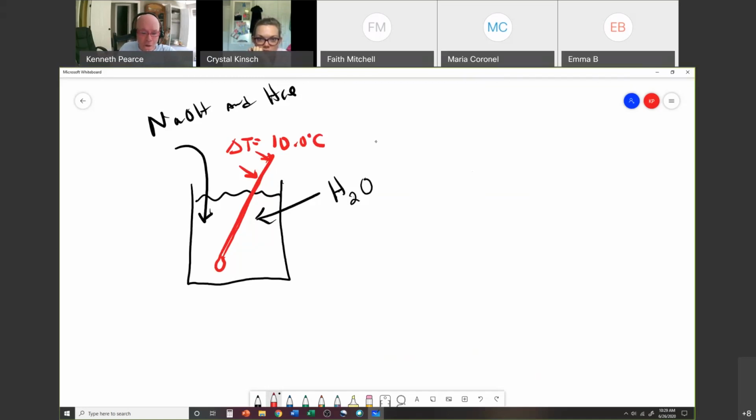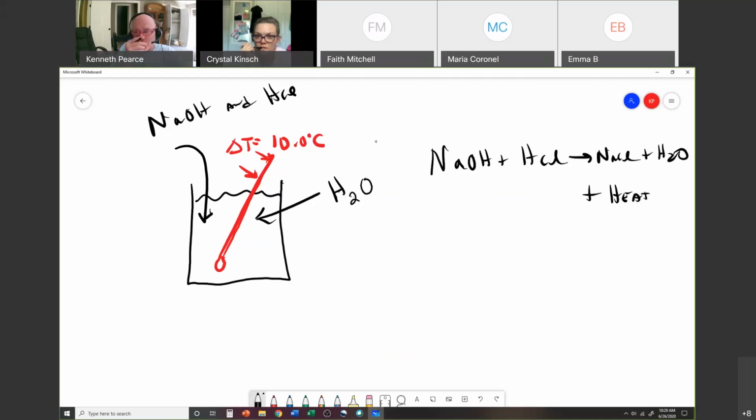So I've already said that the sodium hydroxide plus the HCl go into sodium chloride plus water plus some heat, because that's what you're releasing here. Why else would the temperature of the water go up? You're releasing heat when you react these things. And reactions usually either release heat or absorb heat. Now, the reaction itself is producing the heat. But where's the temperature? The temperature of the water goes up.